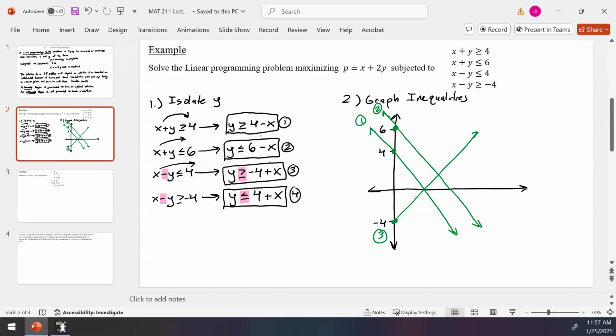And then the fourth equation has a y-intercept of 4, and it has a slope of 1, so it's going to look like this, right? And those are your equations. Now, in this class and in general, when you're dealing with these types of problems, you have to ask yourself the following question. Which region is going to be the optimal region, right? So that's what you're going to have to think about next.